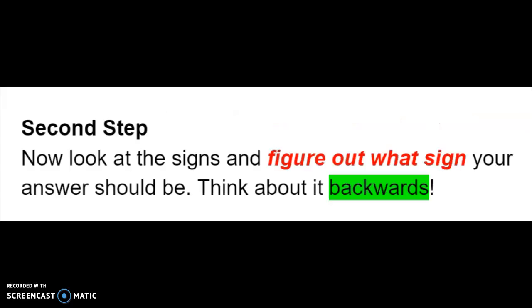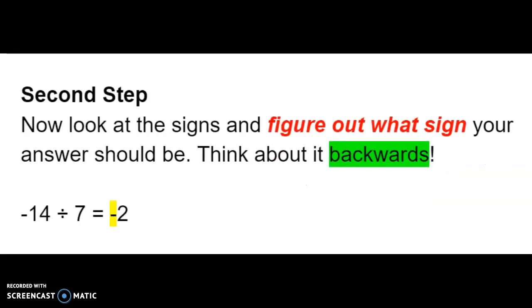Okay, the second step is going to be to look at the signs and figure out what sign your answer should be. I want you to think about it backwards, almost like your very first term is the end product. I'll show you what I mean. In our problem here, we had already figured out from the first step that it would be 2. Now I'm looking and figuring out what my sign should be. My sign should be negative.